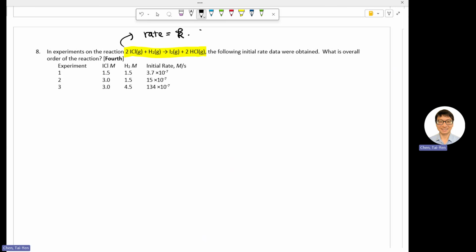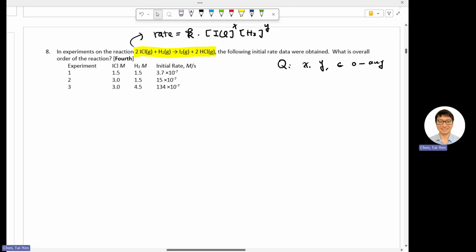Rate equals rate constant K times your reactants to certain powers. Every time you see that equation, that's where you get started. Once you have that in mind, the next thing is to figure out your X and Y. We know X and Y can be any number from 0 up. Well, not necessarily integers, any numbers.